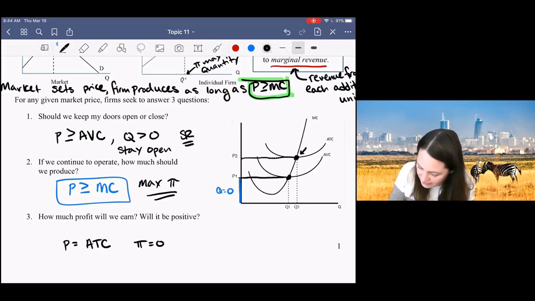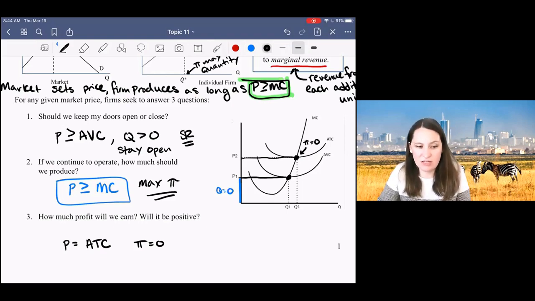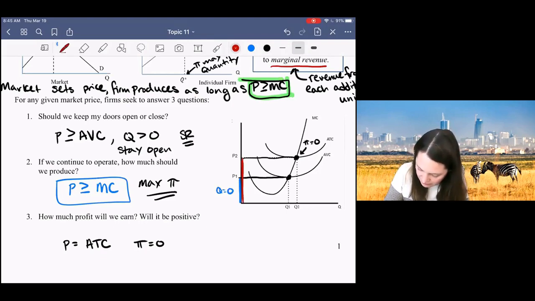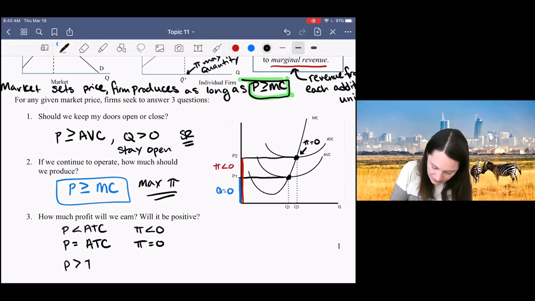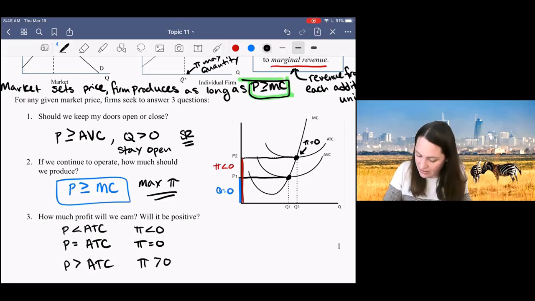So this point is really important here. This is the point where profit is equal to zero. And any price below P2, we would have negative profits. And any price greater than average total cost, your profit is going to be positive. Any price above P2, you're going to have positive profits.